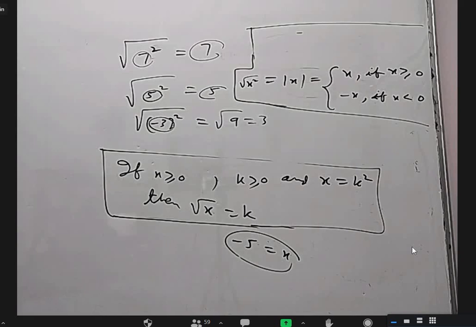Sir, suppose we have x is equal to 16. If we take the square root on both sides, will we get root x is equal to 4? Yeah, correct. Root x equal to root 16 equal to 4.